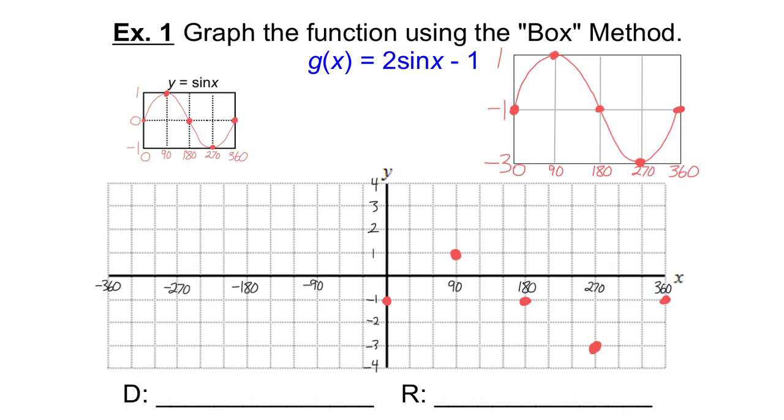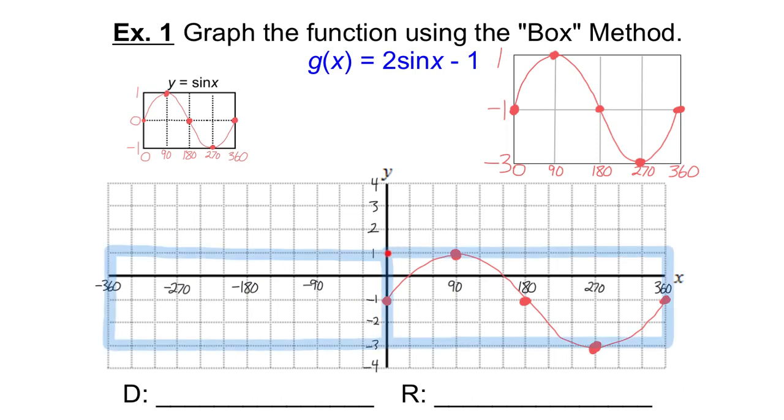So you can see I'm just using this box to figure out where to accurately put my points on the graph. So now I have a fairly accurate graph of one complete cycle of my function g of x. And if I want to graph more than one cycle, well, I can just copy this over here. My box is here. I can just copy the same box over here.